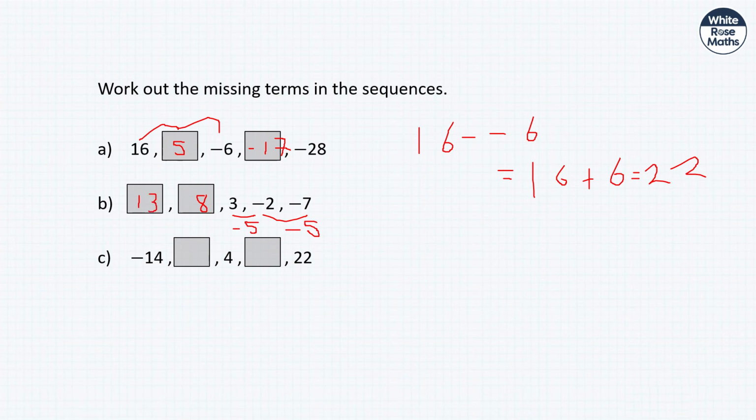Okay, this next one is a bit more tricky. So minus 14 to 4. Well, that is going to be adding 18, but obviously that's 2 jumps for 18. So I'm going to be adding 9 each time. So that'll be 13 there, and that'll be negative 5 there. Okay.